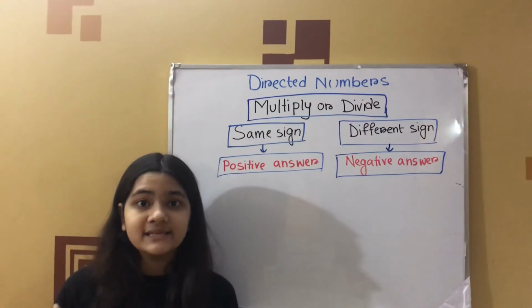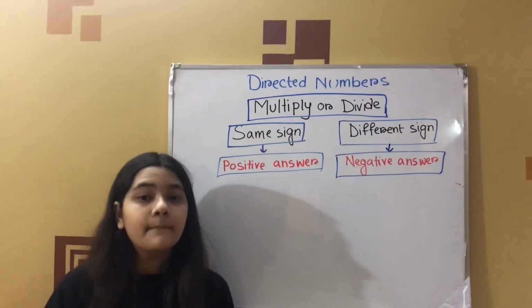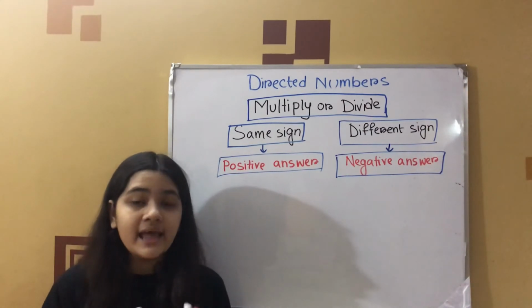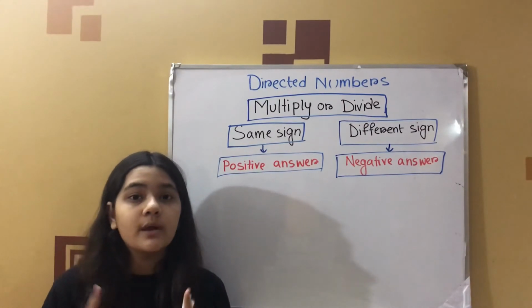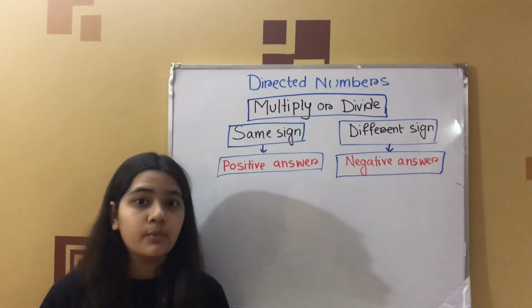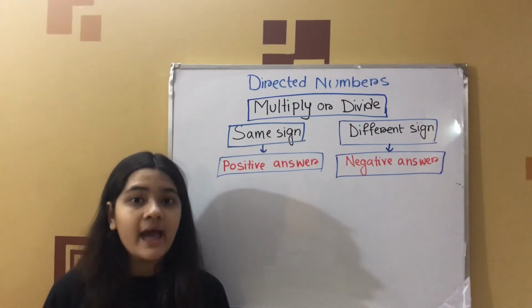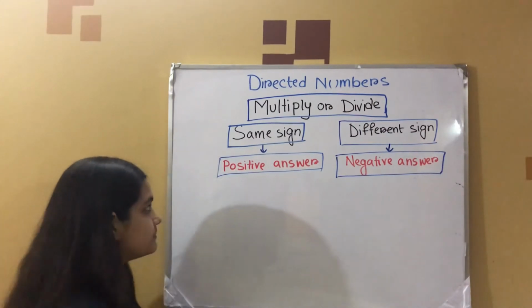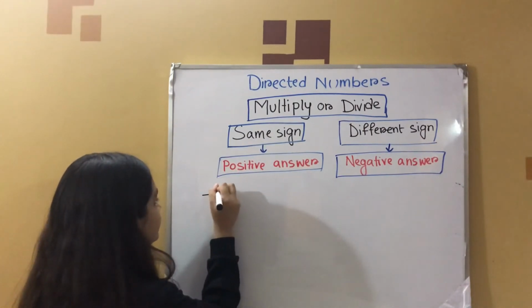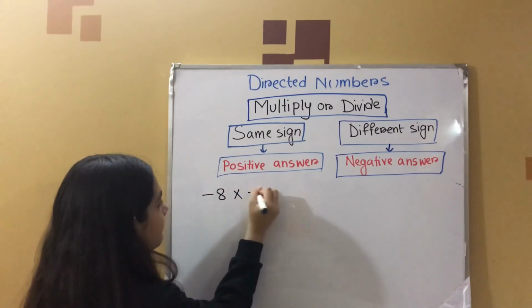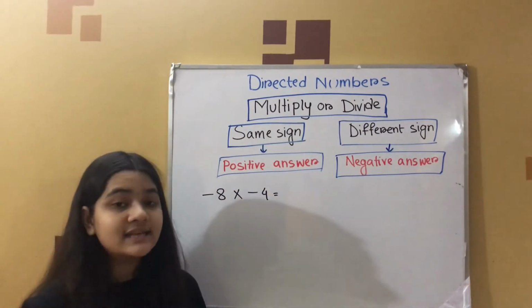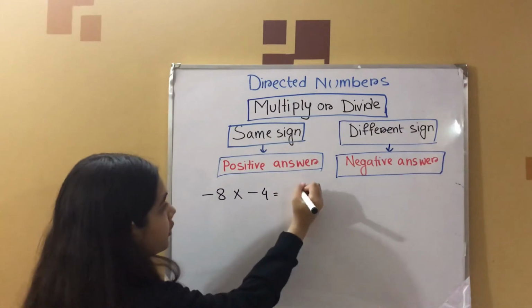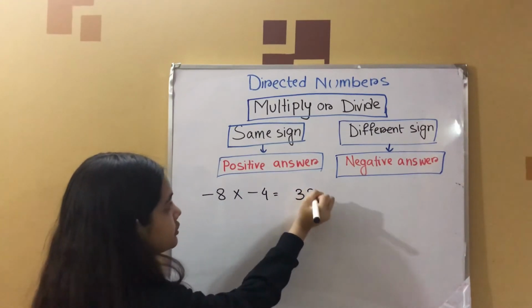Adding and subtracting, they have the same rule. And multiplying and dividing, they have the same rule. So when we are multiplying or dividing numbers with the same sign, the answer will always be positive. For example, minus 8 multiplied with minus 4. First, 8 multiplied with 4, we get 32.